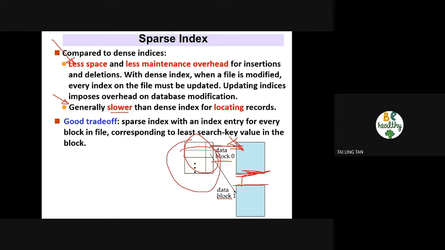Of course, doing this means that however many records are inside this block, you need to search from the top until the end. So it is a good trade-off. The good part is that the hash table is smaller, maintenance is less, and space overhead is less, but it is a little bit slow because you need to search from the top until the end inside this block. So this is the comparison between the dense index and the sparse index.